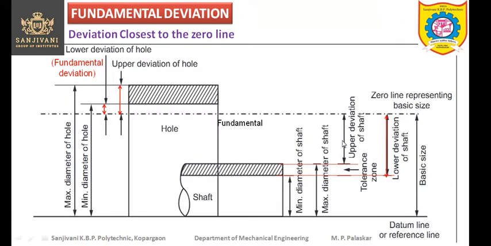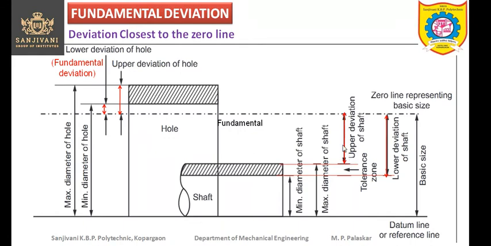This is the upper deviation of the shaft. This is the higher limit, or maximum diameter, of the shaft. From here a horizontal line is drawn, and the distance from the zero line, or the difference between the basic size and this maximum limit, maximum diameter, is nothing but the upper deviation.